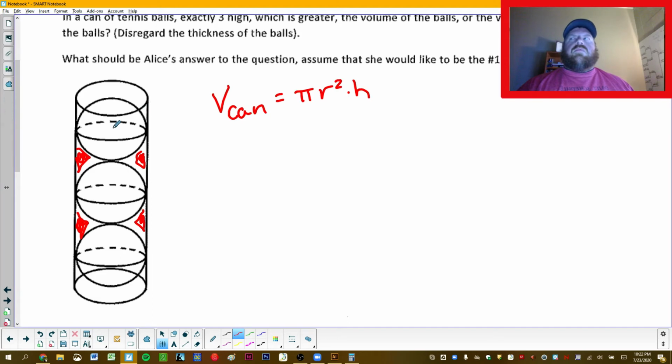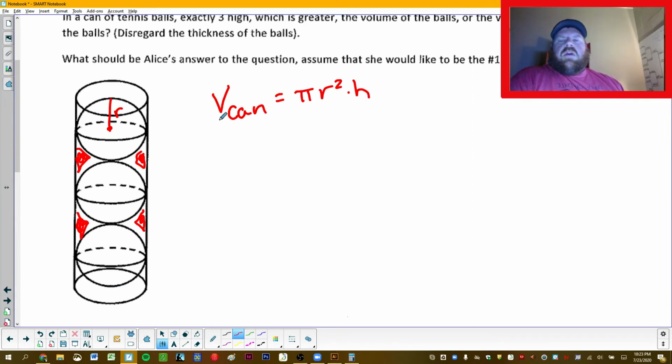We're going to really work with this problem in terms of the radius of a tennis ball. We don't know what that radius is. We could probably find it, but we're just going to work with that as being an unknown. The best thing about it is that in a can of tennis balls, the top of the top ball touches the lid, and the bottom of the bottom ball touches the bottom. They just exactly fit in there.